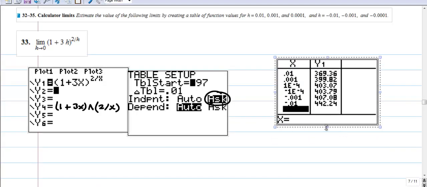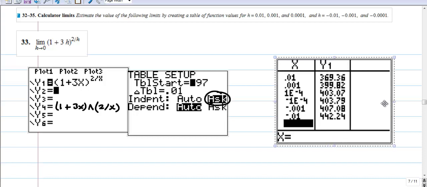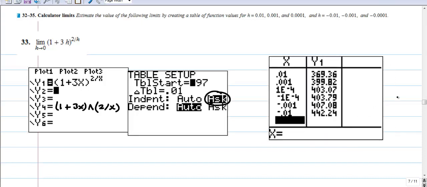If you look at these values, we're trying to find the limit as this function approaches 0. So what I would think is that looking at these two values here is where I would want to look. Now, remember, I went kind of backwards here. I did negative 0.001, negative 0.01, and then negative 0.01. So that 0 would be kind of in the middle.